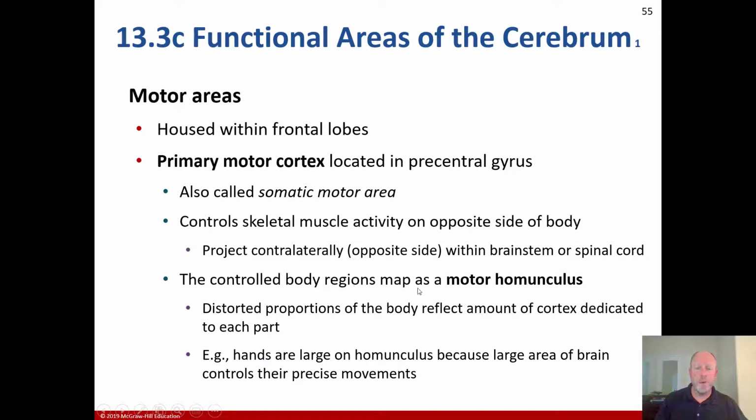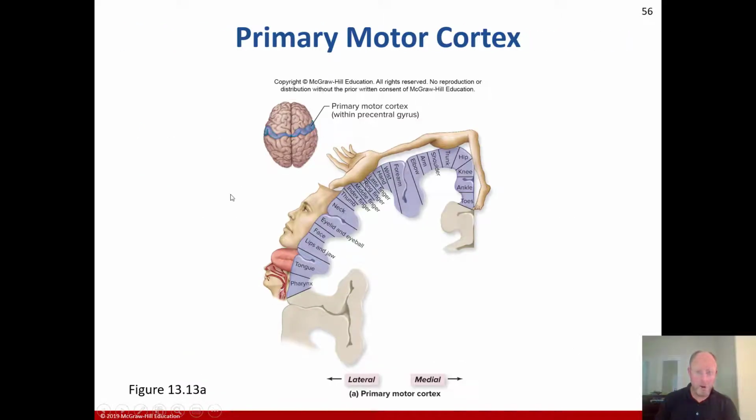The controlled body regions map as a motor homunculus, and distorted proportions of the body reflect the amount of cortex dedicated to each part. Hands are large on the homunculus because a large area of the brain controls their precise movements. So we see here the primary motor cortex, this little centralized area across the way here within the precentral gyrus.